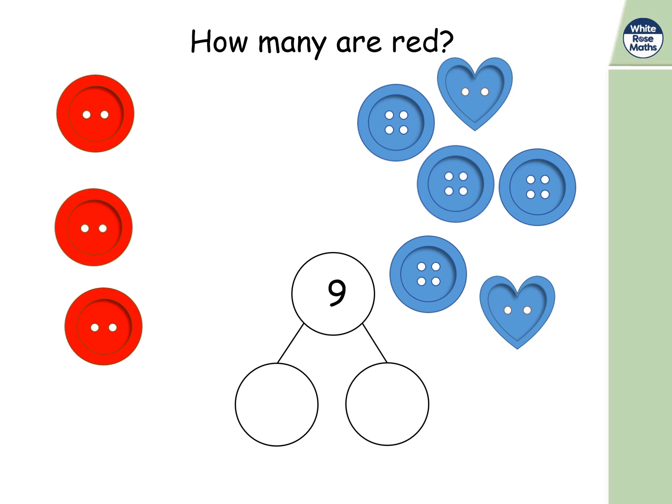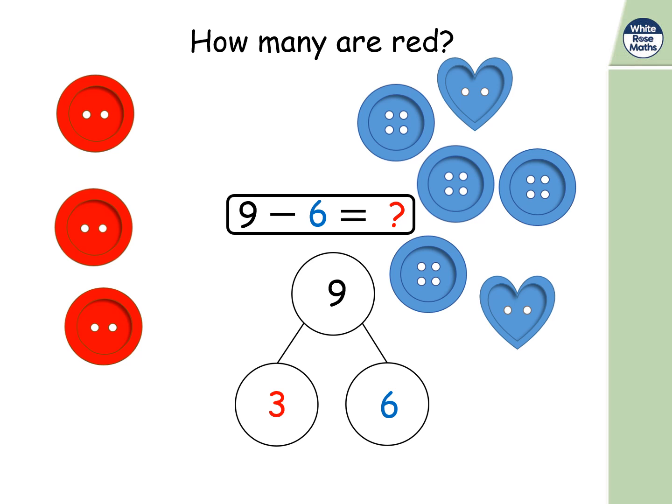So we can count up how many are blue, and that is 6. We can then use our number sentence. 9 buttons subtract the blue buttons, which are 6, is equal to the number of red buttons. And we can see here that it's 3. So 9 subtract 6 is equal to 3.